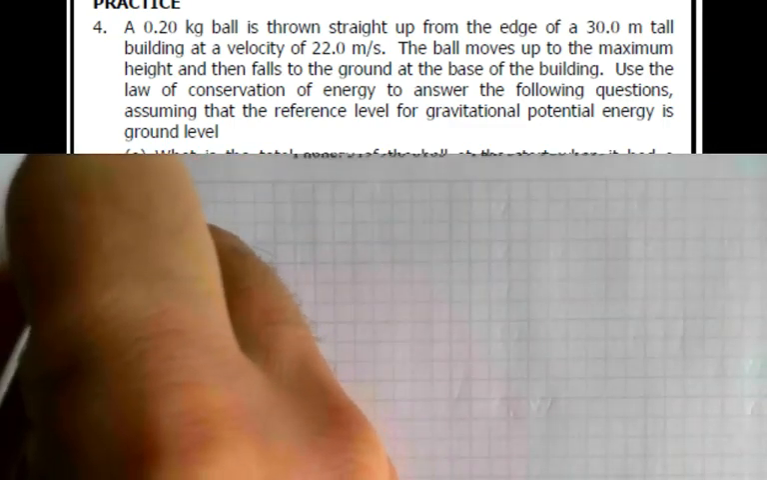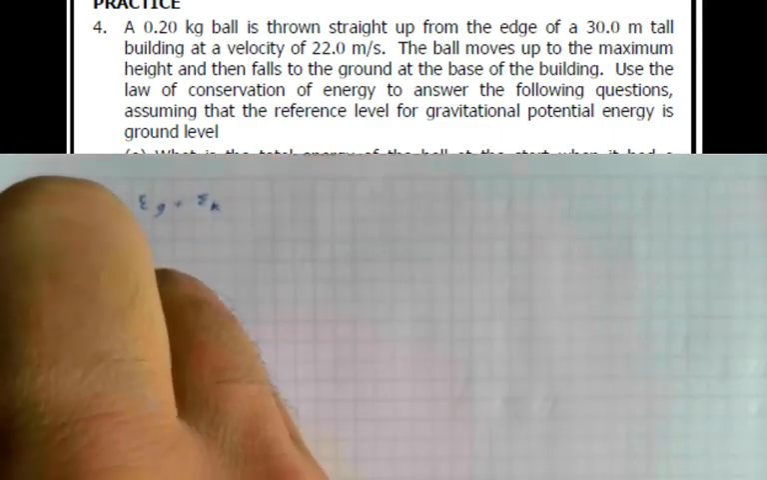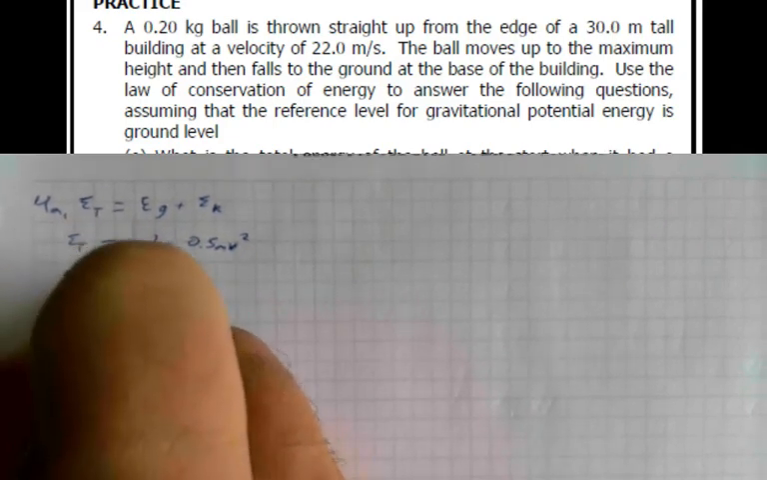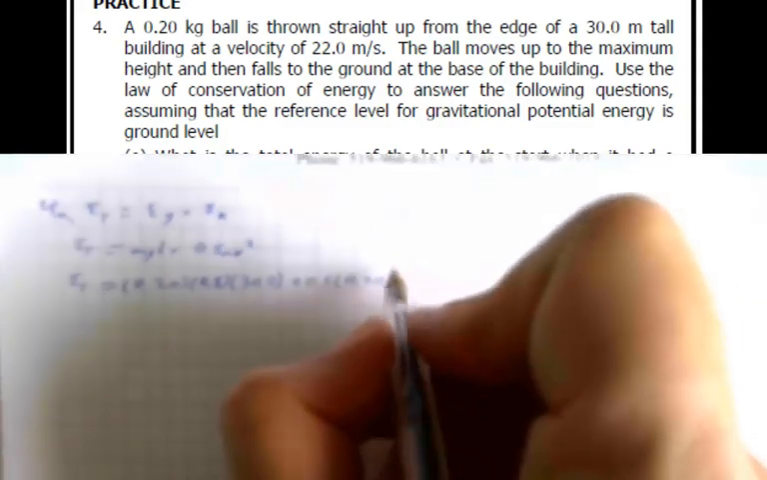Okay, here, what we're first being asked to solve for is the total energy of the ball, so ET, is equal to, or I guess you could say EM, is equal to its EG plus its EK. So EG being mgh, EK being 0.5 mv squared. We have everything we need to solve this, so it's really just a substitution and solve. m being 0.20, g is 9.8, h is 30.0, plus 0.5, 0.20, and the v initial is 22.